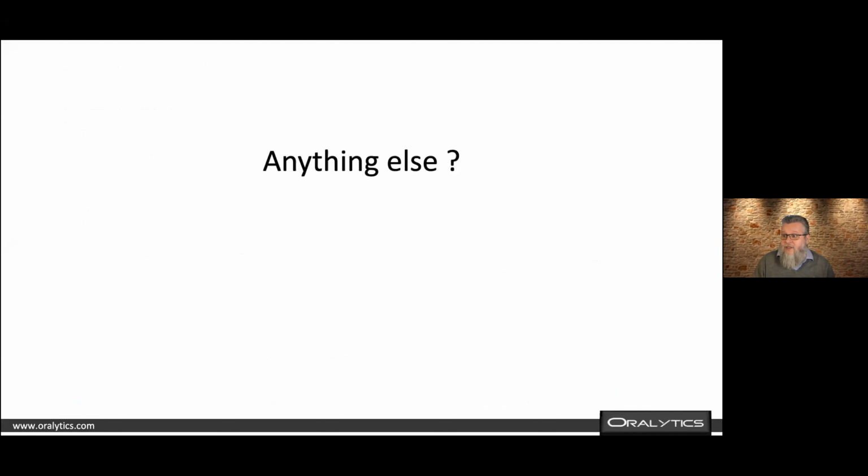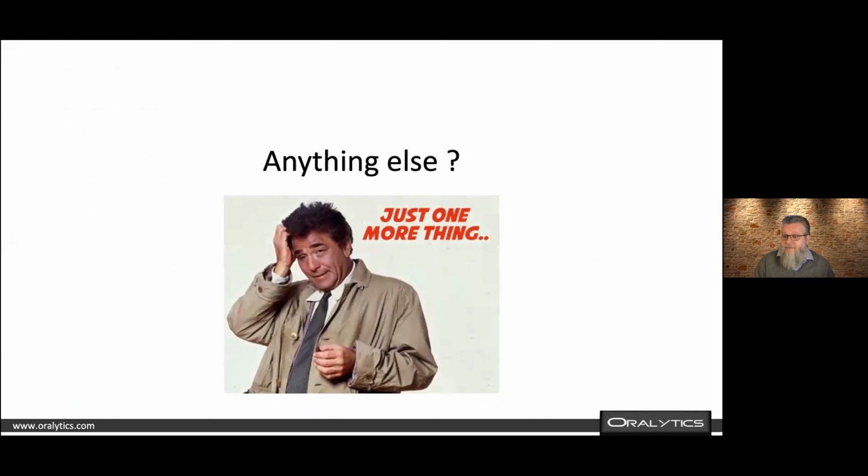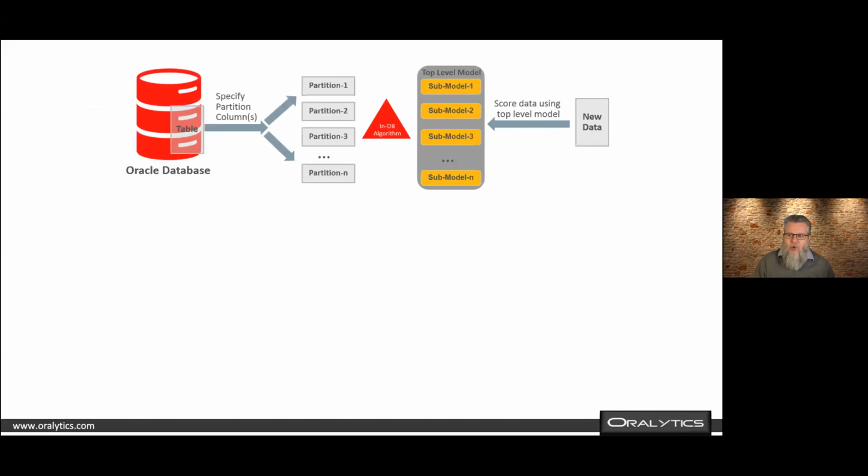So is there anything else? As our good friend says, just one more thing: one of the ways we can speed up our models significantly is this idea of partitioned models. With partitioned models, rather than us writing code to partition data out into different subsets, maybe by geographic region or certain attribute values, which creates work for us, could I not just tell the algorithm to do that for me?